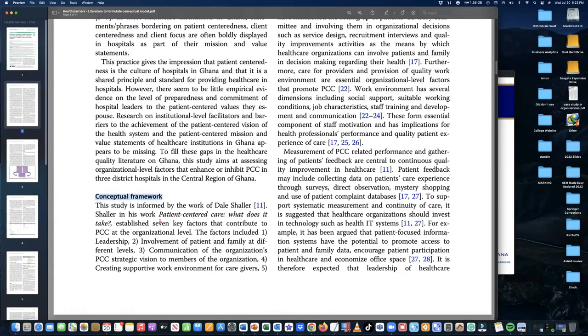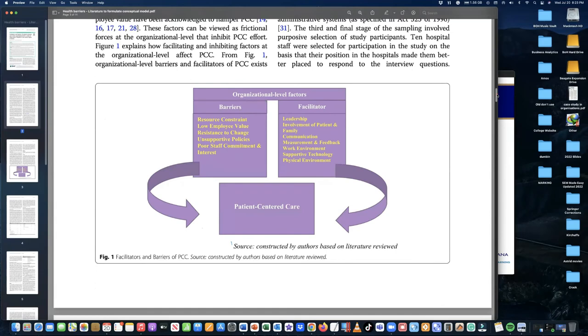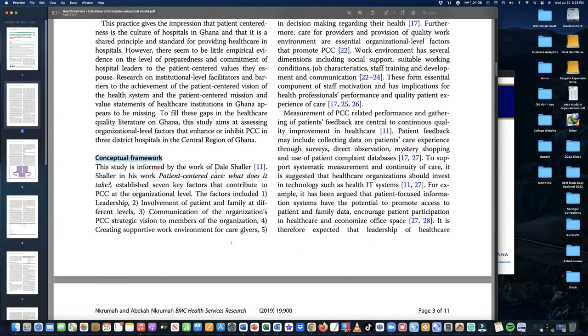Yes, prof. Good. But he didn't write the name underneath, but he's telling you that's what he's building. So, the conceptual framework: this study is informed by the work of Charlie on patient-centered care. He established 7 key factors that contribute to PCC, patient-centered care, at the organization level. The factors include, so you pick all the factors, 7 of them.